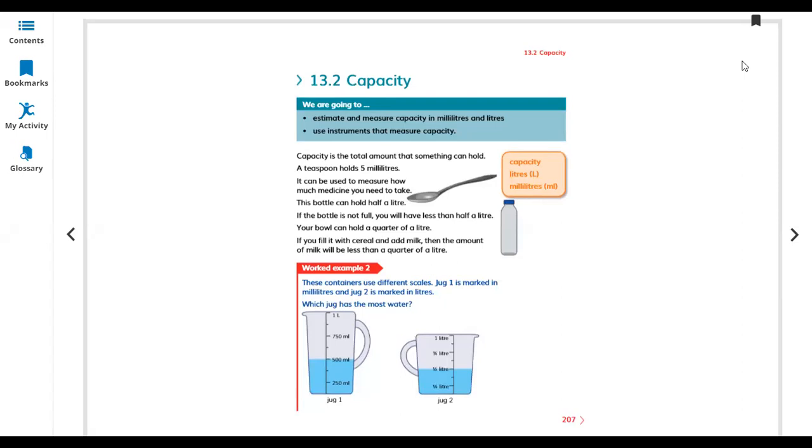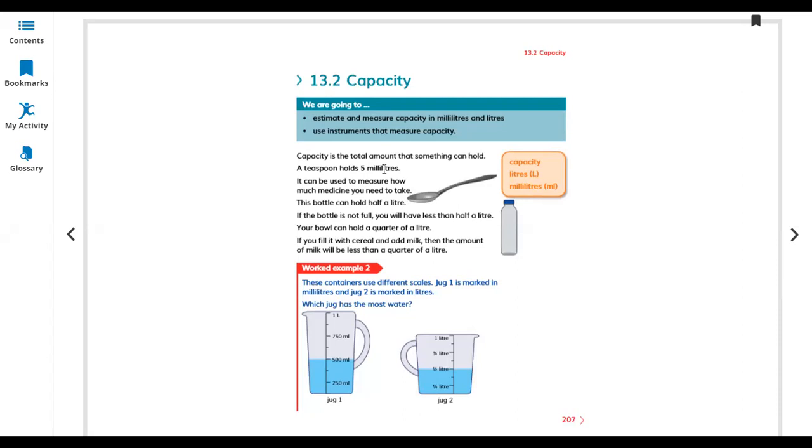Hello everyone. Today I'm starting Unit 13, Lesson 13.2 from Primary Math Learner Book for Grade 3, Capacity. In the last video, I presented Lesson 13.1 about mass. This is the second lesson about capacity.